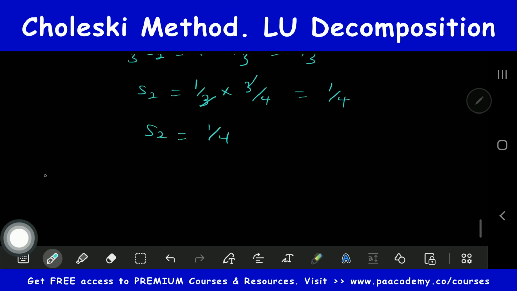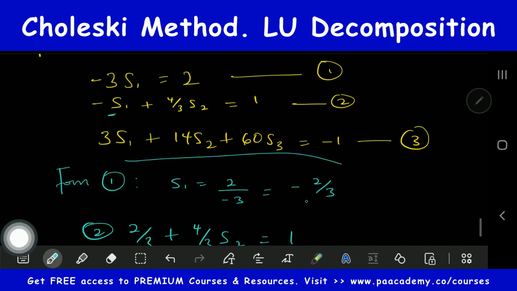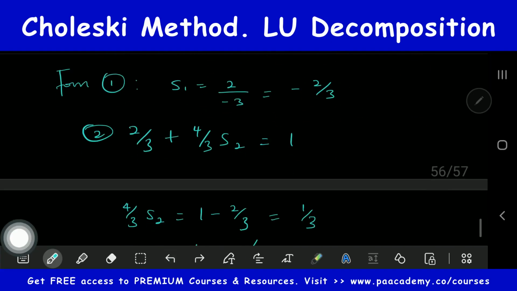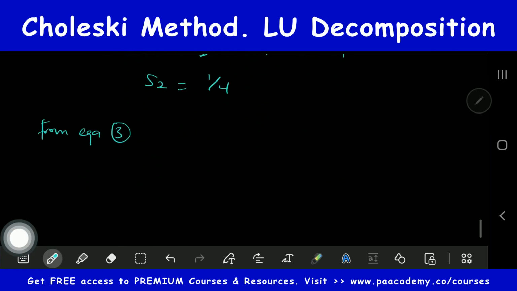So from our equation 3, which is going to guide us, this equation 3 right here, to get our S3. Okay, so you can see we have 3S1, 14S2, and then 60S3. We already know what our S1 is, we already know what our S2 is, so we want to get our S3. Okay, so let's just substitute the value of S1 and S2 so we can get S3. So we are going to be having 3 into bracket S1 is -2 over 3, then plus 14S2, and our S2 is 1 over 4, then plus 60S3, remember, equals to -1.